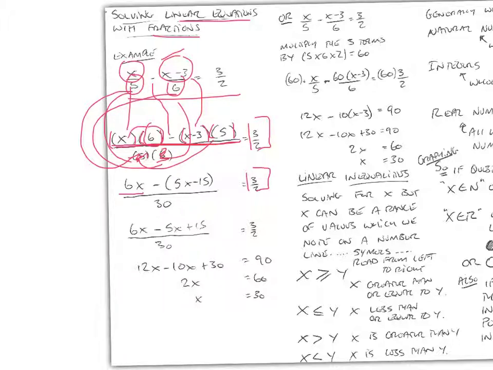Then I remove the brackets by multiplying. 6x is 6x minus, and again we'll stay safe here now, 5 by x is 5x, and 5 by minus 3 is minus 15. All over 5 times 6, which is 30, still equals 3 over 2.